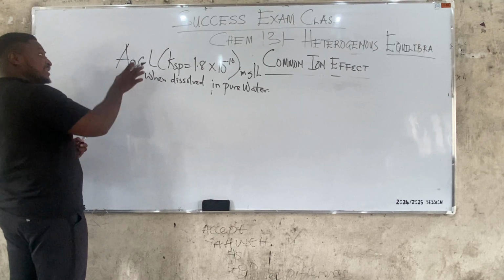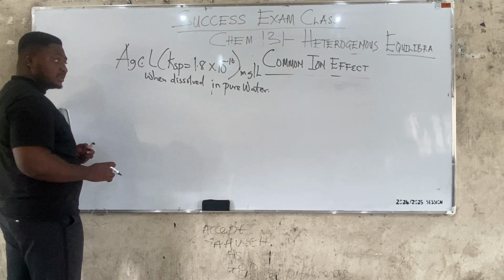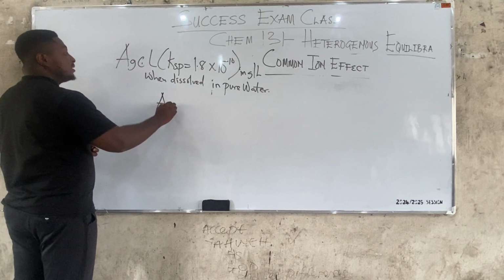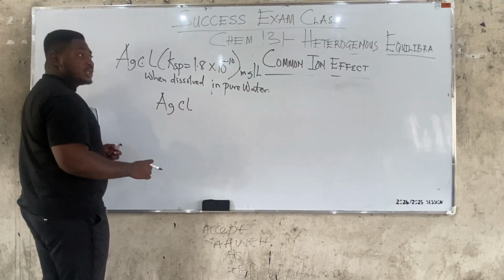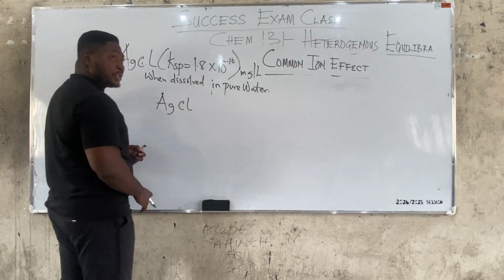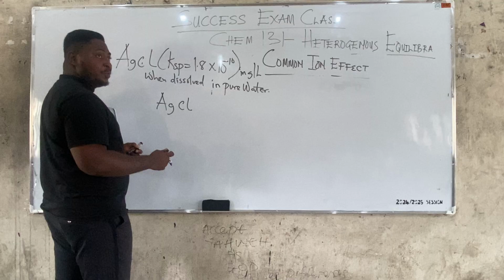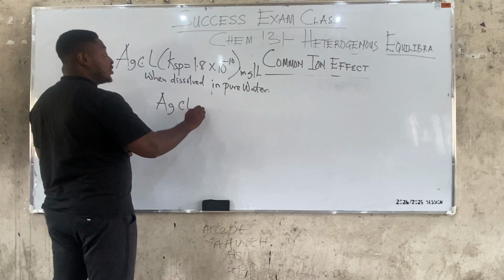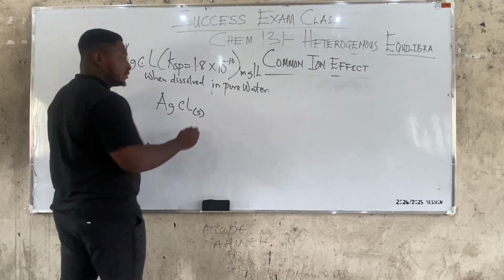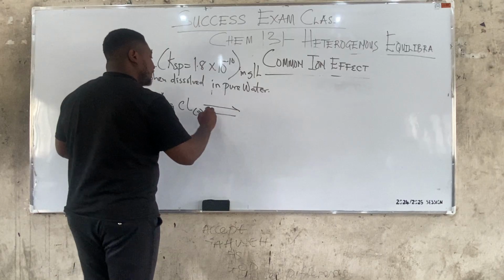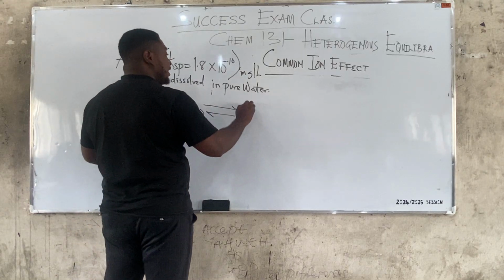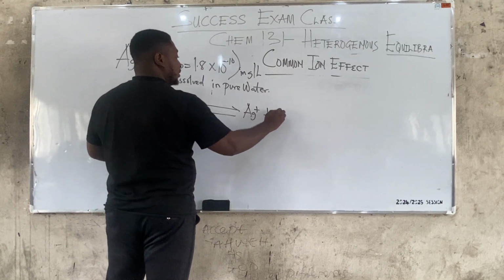Meaning they ask you to find the concentration of AgCl. You first write down the dissolution equation, the solubility equilibrium equation of the salt. You won't be given that. Of course, you expect all salts to be solid before they dissolve. Now, once they start dissolving, AgCl will break down into Ag plus and Cl minus.